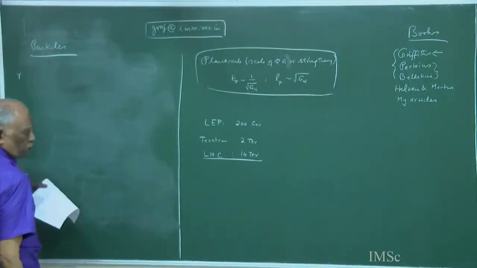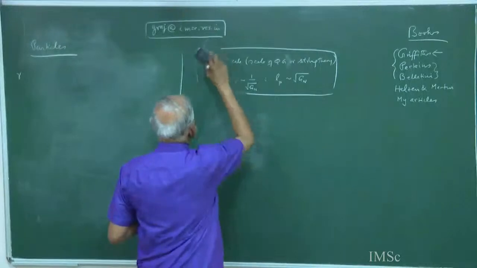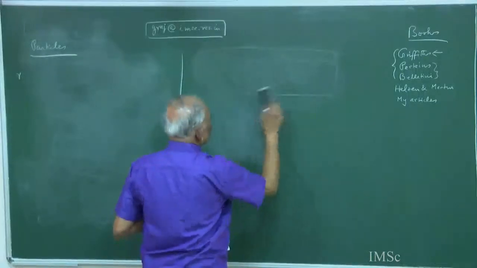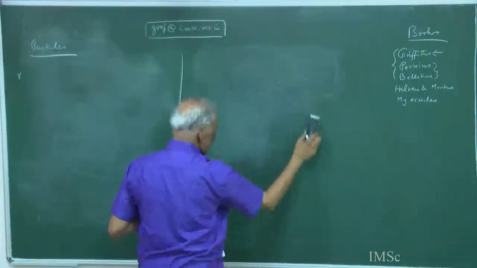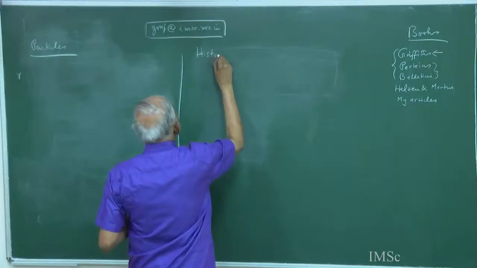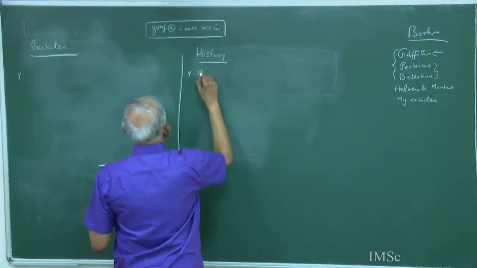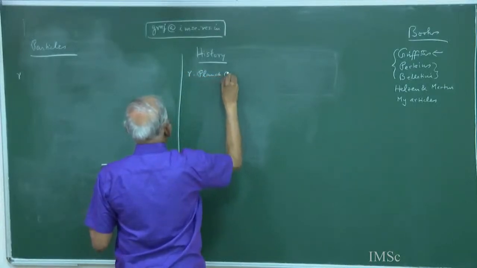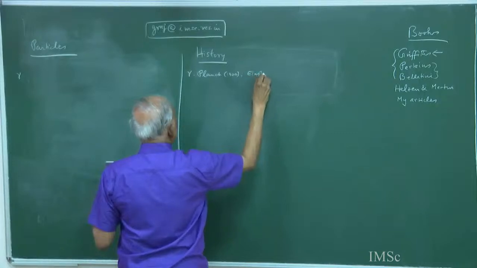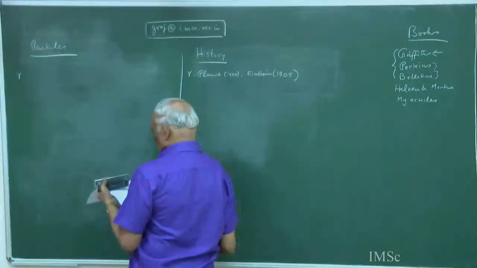maybe let me say corresponding history also I will give here, because it's best to study physics along with the history, because then it becomes much more interesting. So I will try to emphasize the historical points as I go along. Okay, photon was basically discovered by Planck and Einstein. Planck 1900, black body radiation, and Einstein photoelectric effect, 1905. Then let us talk about the electron.